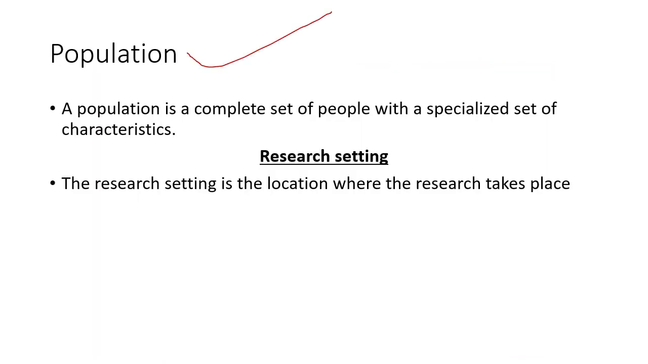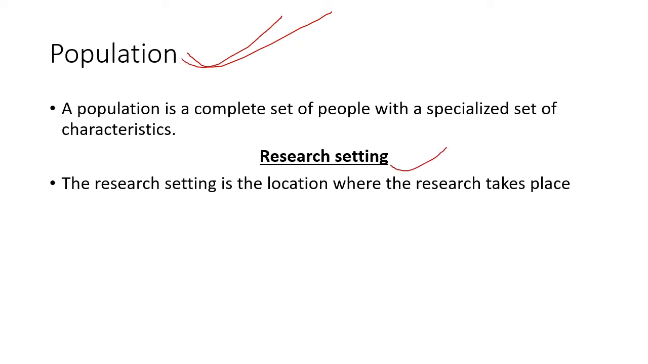And next one is population. So population means the set of people that you are going to conduct the research study on. For example, you want to do research on the use of ginger for morning sickness. So this study will be conducted among antenatal mothers. So antenatal mothers, or pregnant mothers, are your population.